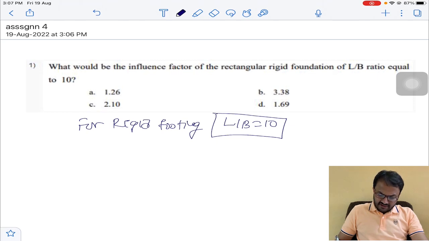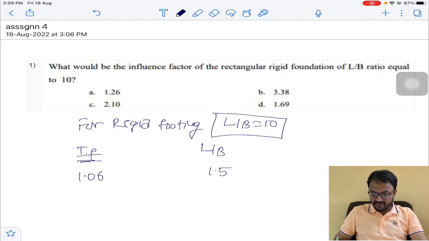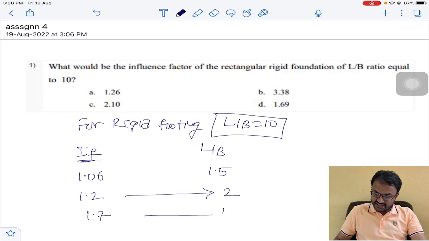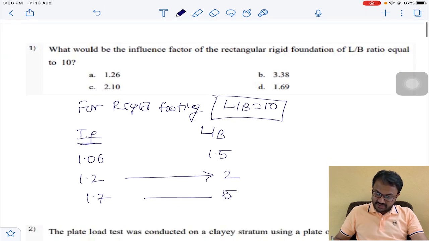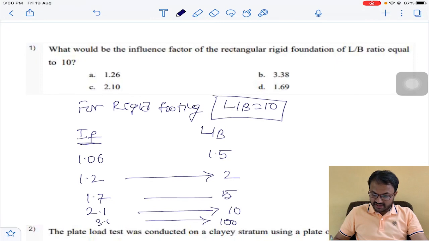So, influence factor value based on L by B ratio. IF value will be 1.06 if L by B is equal to 1.5, and IF will be 1.2 if L by B ratio is 2. Clear? And IF will be 1.7 if L by B ratio is 5. Now, IF will be 2.1 if L by B ratio is 10. If L by B ratio is 100, then IF value will be 3.40.